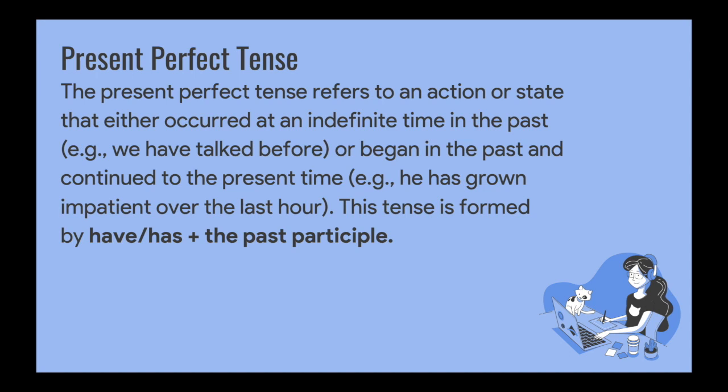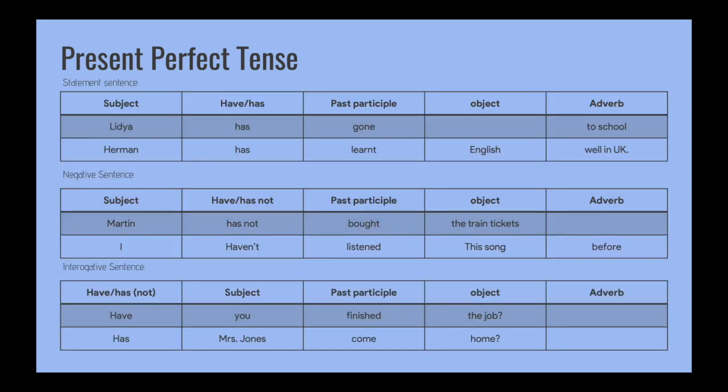Okay, and usually it is formed by have or has with the past participle, also known as verb 3. So yeah, we can see the example here. If you want to make a statement, a positive sentence, we use have or has with the past participle. For a negative sentence, we use have or has not with the past participle. And with an interrogative sentence, we put has or have in front of the sentence. And I'm sure you can see the examples yourselves.